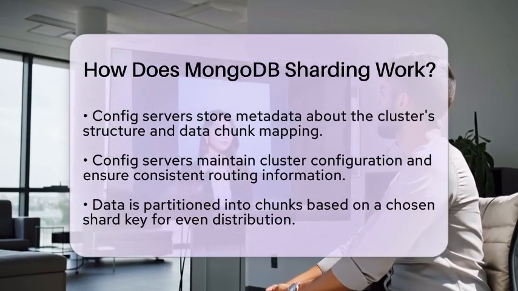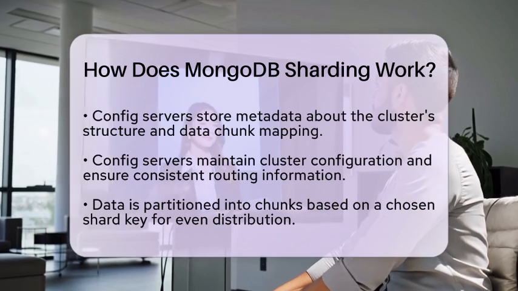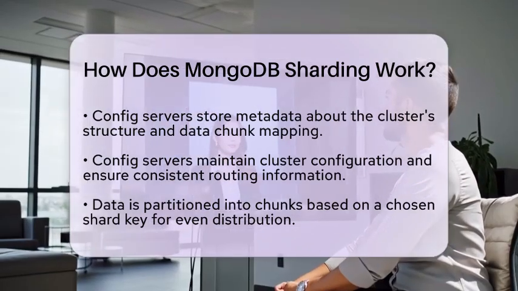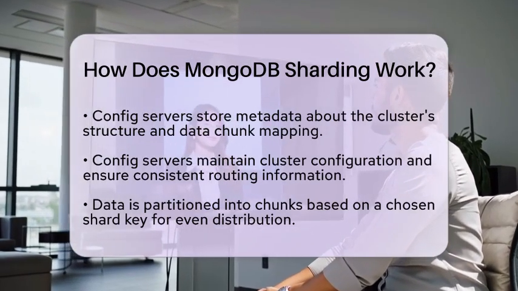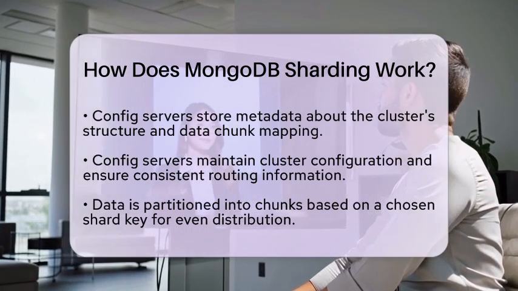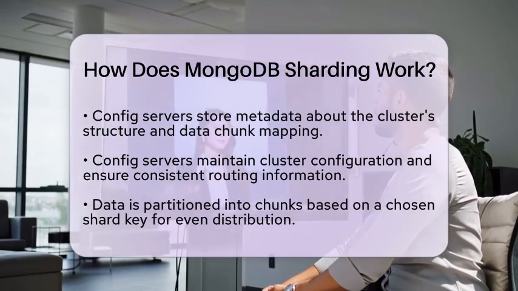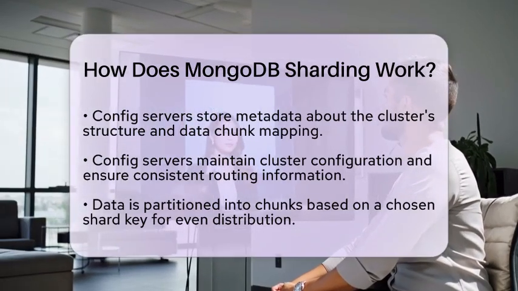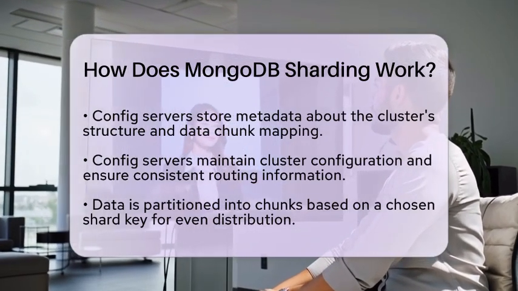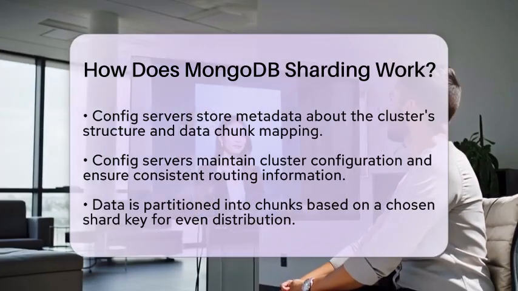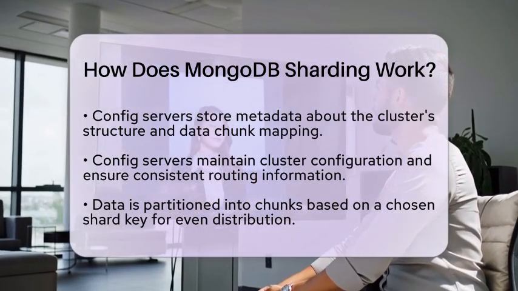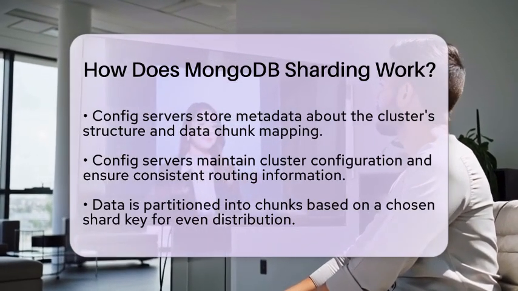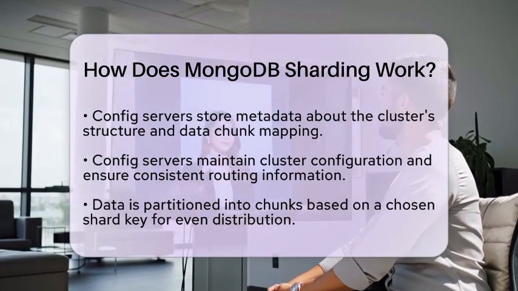Now, how does the sharding process work? It involves partitioning data into chunks based on a shard key. This key is a specific field or set of fields chosen to distribute data evenly across the shards. MongoDB automatically balances these chunks to maintain an even distribution of data and workload. When new data is added, the balancer redistributes chunks as needed to prevent any shard from becoming overloaded.